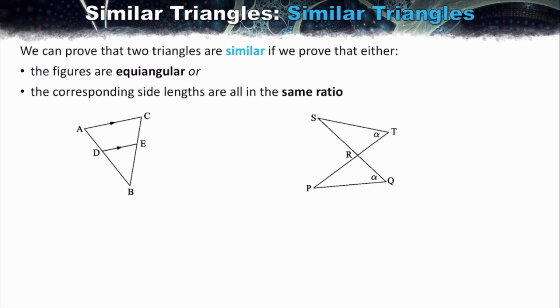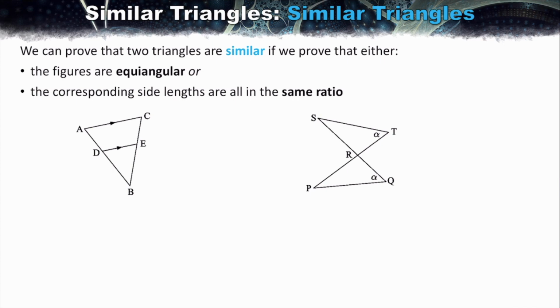So we're going to focus on this figure here. Now, to prove that these two triangles, this triangle ABC and this triangle DEB, are similar, we either need to prove that they have all the same angles, or we need to prove that the corresponding side lengths are all in the same ratio. Now, in this case, we don't actually know any of the side lengths, so we're going to focus on the angles, and we need to prove that they're all the same.